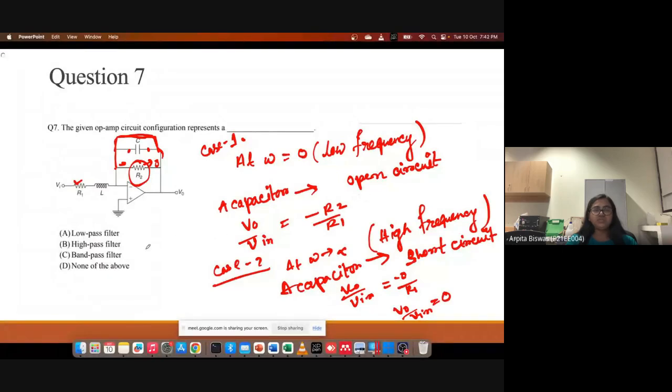So in which filter condition does it behave like this? See, in low frequency you are getting the V output by V input value. But in high frequency, it is 0. It means it is a low pass filter. Okay, is it clear?